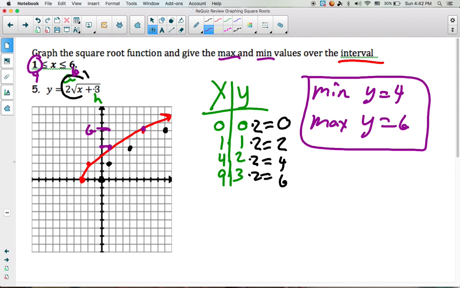Or you would just take 1, plug it into this equation and calculate, plug in the 6 and calculate. So they're going to give you x's, and you need to find the y value associated with each of those, and that gives you your max and your min.